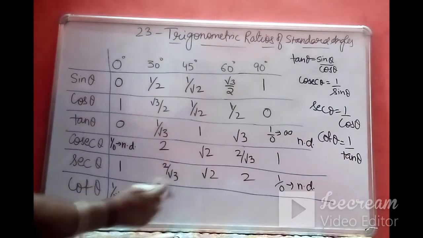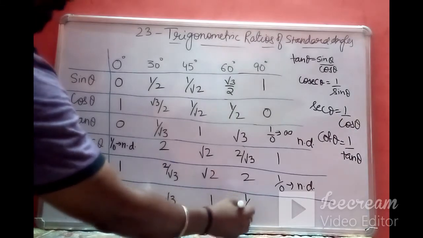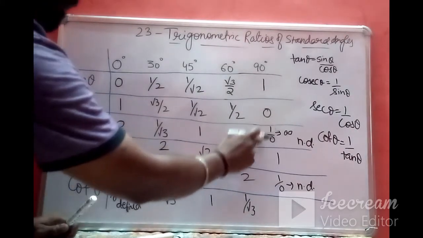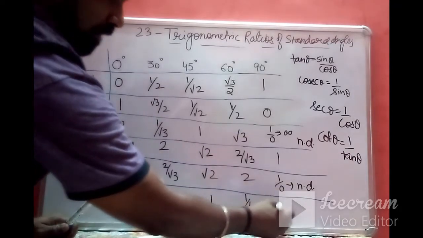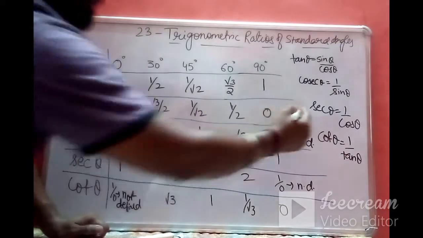Then the reciprocal of 1 by root 3 is root 3. And the reciprocal of 1 upon 0, that is 0 upon 1, so it becomes 0. Okay. So these are the values of trigonometric ratios of the standard angles, that is 0 degree, 30 degree, 45 degree, 60 degree and 90 degree. And this is the way by which you can easily remember these values.